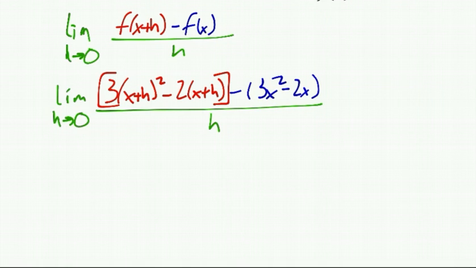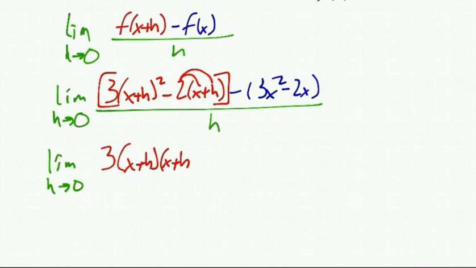So we've got still the limit as h approaches 0 of 3 times, switching colors, 3 times x plus h squared. Remember, that's x plus h times x plus h. And then while we're at it, let's also distribute the 2 to the x and the h here. So we've got minus 2x minus 2h because it's a negative 2.